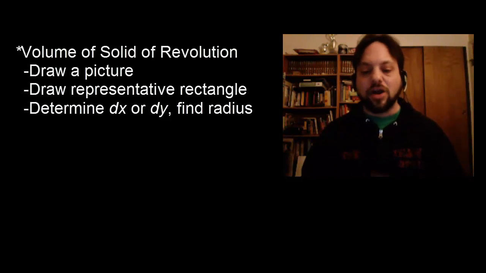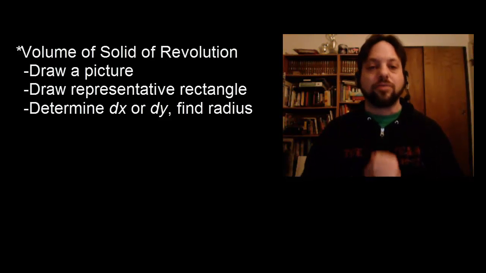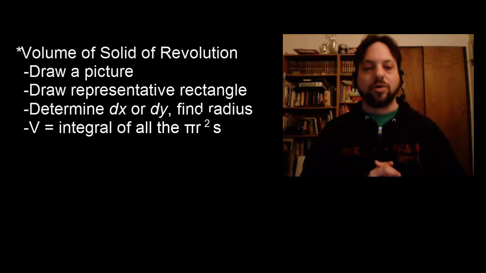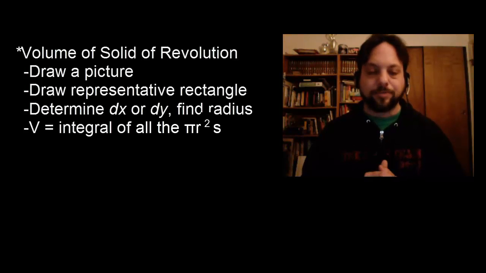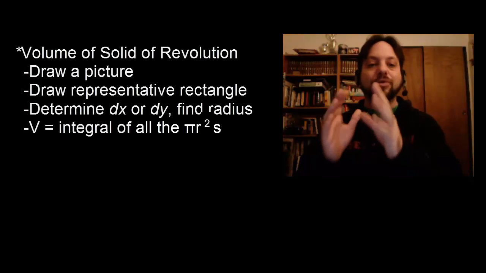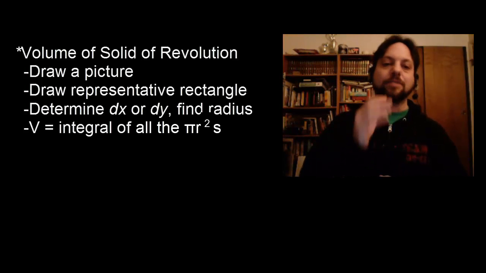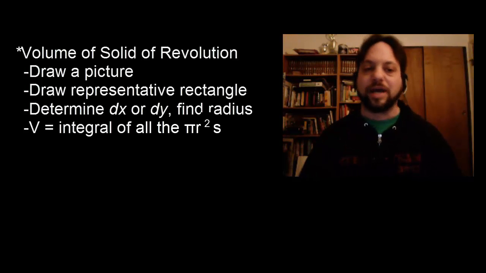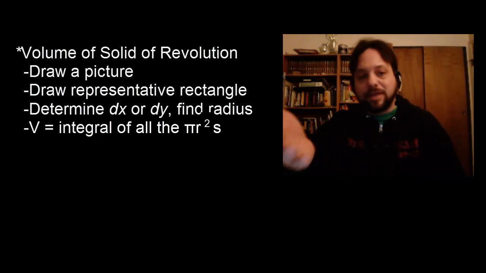And once you've done that, all you need to do is apply the volume formula, which is the volume equals pi times the integral of the radius squared. Of course, if we're dealing with a washer, it's pi times the integral of the outer radius squared subtracted by the inner radius squared. And don't forget about your dx or dy. Once you've done that, integrate it, and there you go.